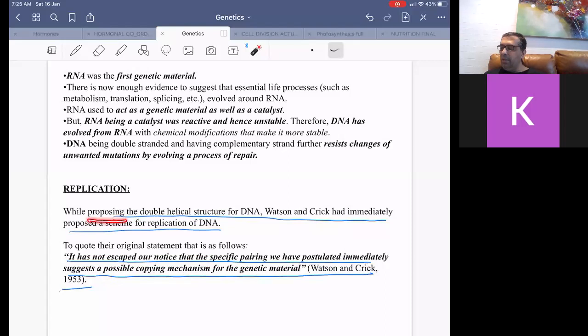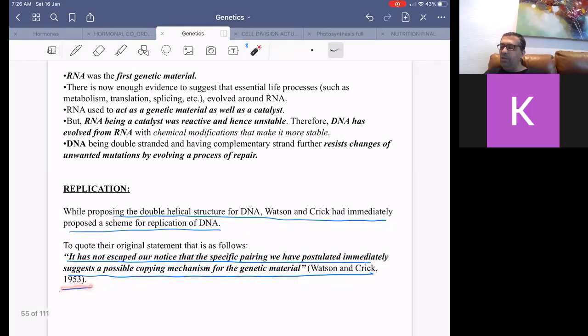While proposing the double helix structure of the DNA, Watson and Crick had immediately proposed a scheme for the replication of DNA. They had stated that it has not escaped our notice that specific pairing we have postulated immediately suggests a possible copying mechanism for the genetic material. That was proposed by Watson and Crick in 1953.